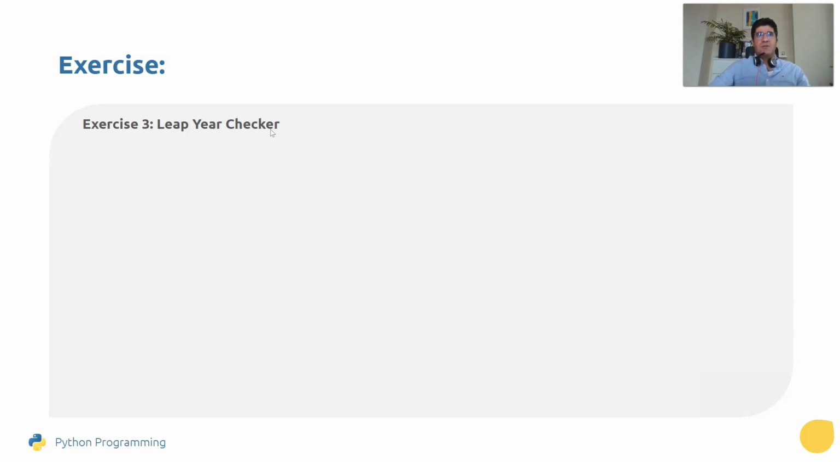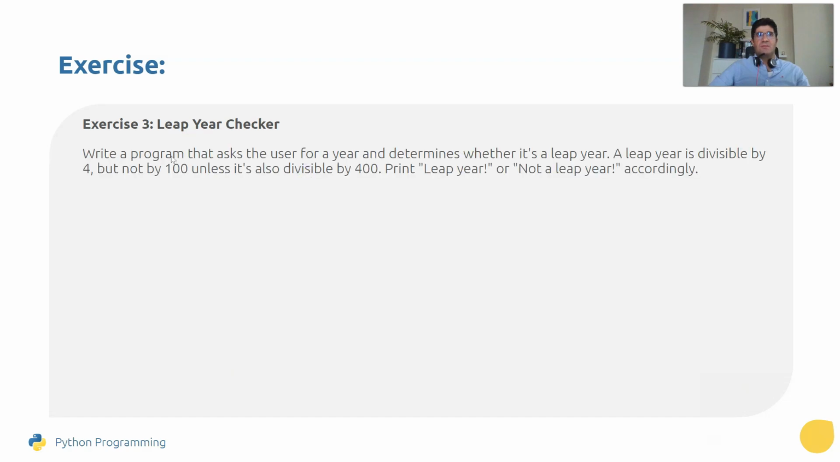Exercise 3, leap year checker. Write a program that asks the user for a year and determines whether it is a leap year or not. A leap year is divisible by 4, not only by 100, unless it is also divisible by 400. So in fact, you need to check if the year is divisible by 4 or not. If it is divisible by 4, it is a leap year, and you will print leap year or not leap year accordingly.